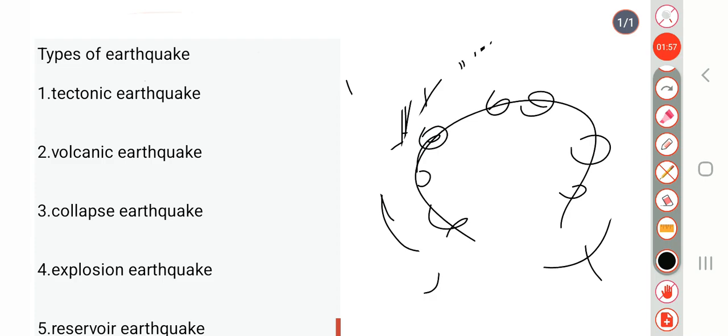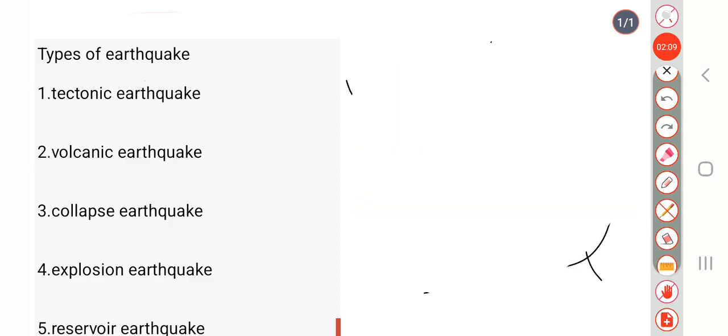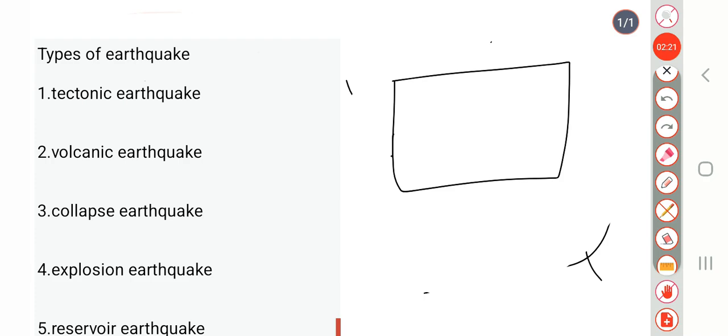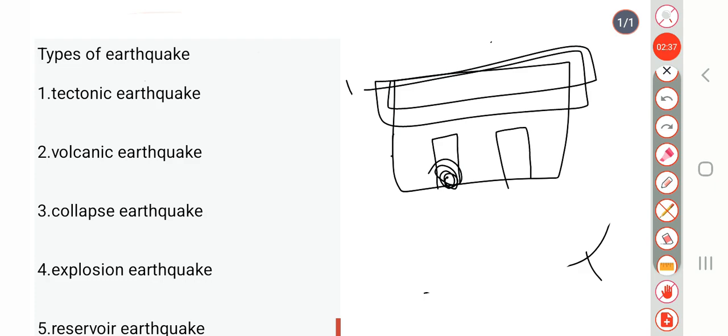Okay. Then third comes the collapse earthquake. Collapse earthquake is basically in those areas where you have an intense mining region. Suppose this is a mining area, then you are digging in, some sort of cave-like areas. In underground mining, when you dig from this portion, the rocks are on the upper portion of that cave. So sometimes these underground mines collapse because a gap is created and the upper portion collapses into this area, and this leads to a collapse earthquake.